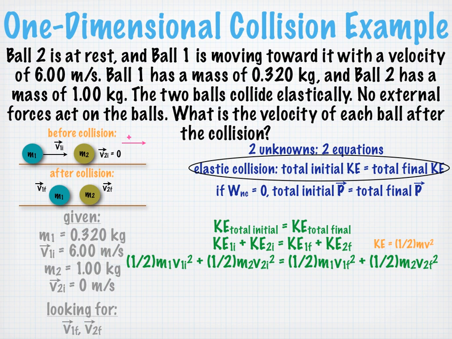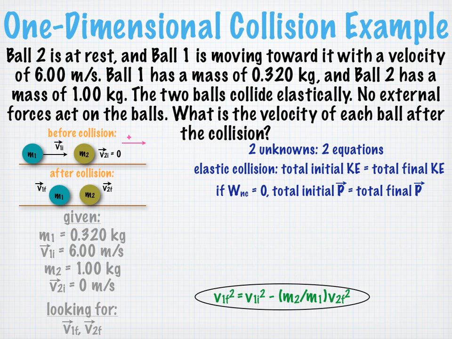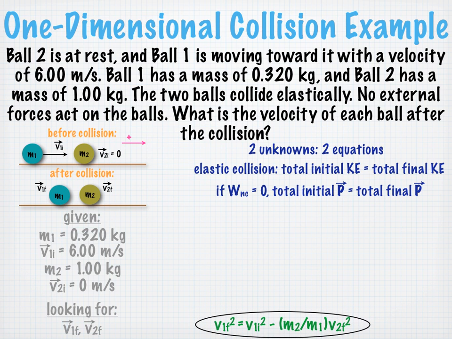Since v2 initial is equal to 0, this whole term is equal to 0. We can also cancel out the 1/2 terms. Now we're looking for v1 final and v2 final, so let's solve this equation for v1 final. We'll do this in a couple of steps. And for now, we'll actually just leave it in terms of v1 final squared. So this is our first equation. For this equation, we know m1, m2, v1 initial, and v1 final, but we don't have v2 final yet.